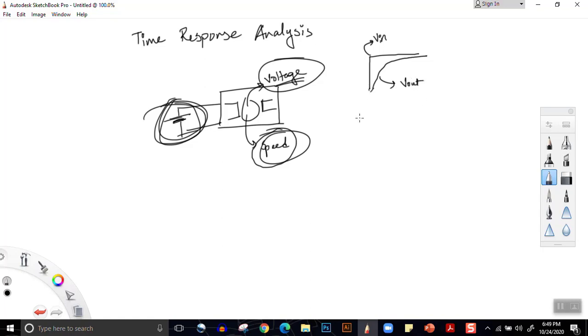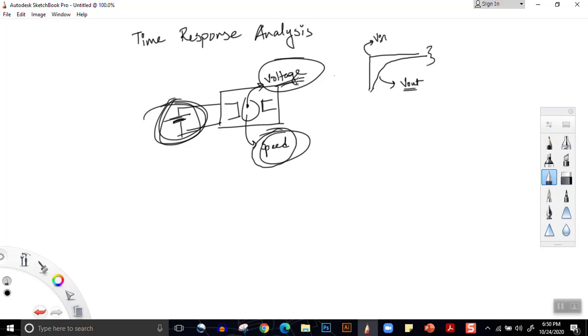So why am I mentioning V out, output speed, as voltage? Because I'm considering there's a tachometer involved, which is converting the speed into voltage. Now the output voltage is this, input voltage is this. Now there are two determining or key factors here which we need to understand. One thing is gain. What does gain mean?